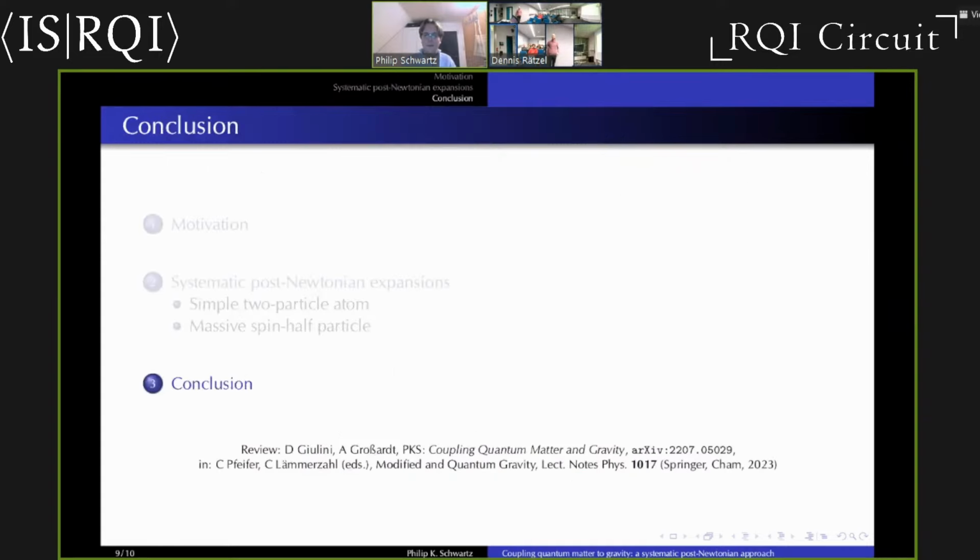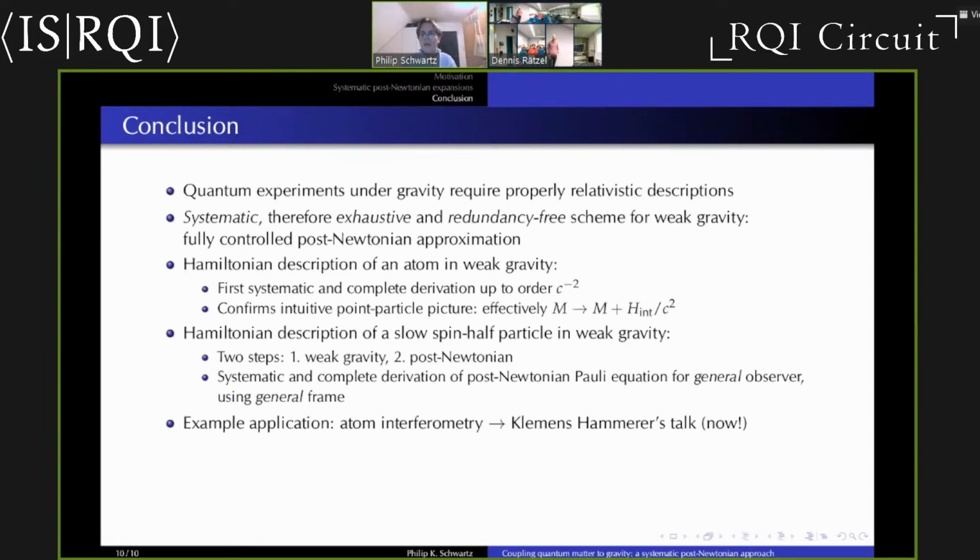So to conclude, I hope to have convinced you that these heuristic ideas to derive descriptions of quantum systems under gravity are not enough, and that you really need to do it in a relativistic way, in a systematic way. And one way to do this is to do a systematic post-Newtonian expansion. And I showed you that if you do this for a two-particle hydrogenic atom, then effectively you get this mass defect picture that you would probably have expected in the beginning, but this really can be derived.